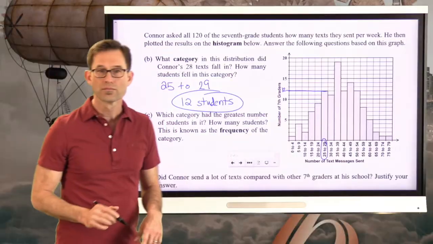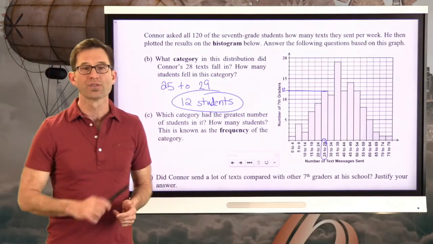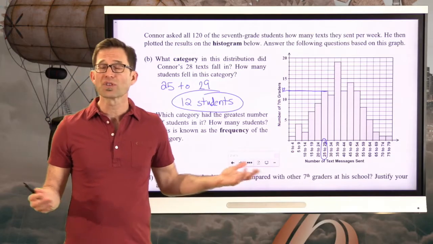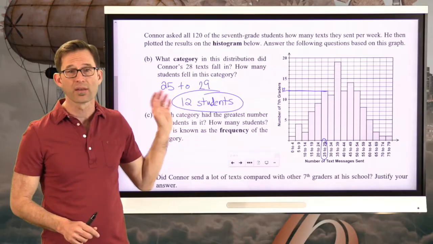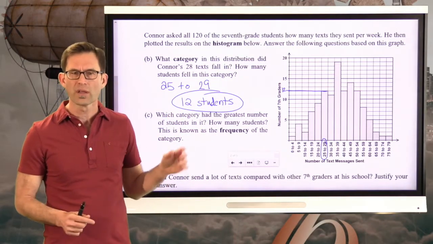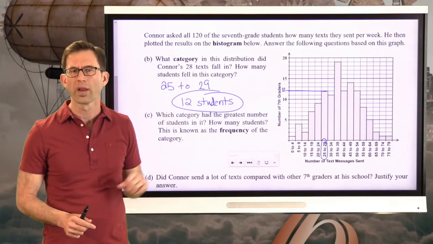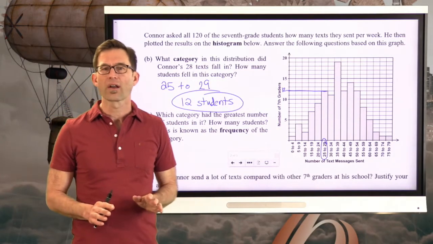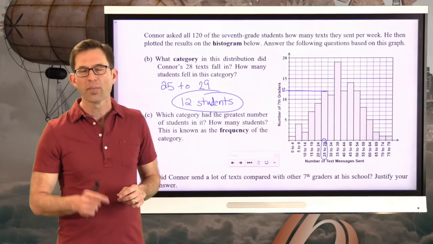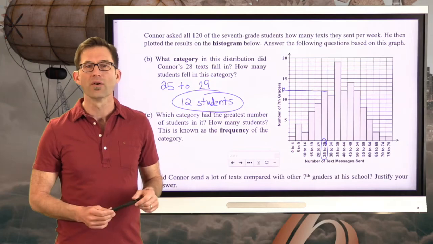12 students. All right, letter C. Which category had the greatest number of students in it? How many students? This is known as the frequency of the category. So which category was the most common? We know that 12 students sent roughly the same amount of texts that Connor did. We don't know for certain, but 12 students sent 25 to 29 texts. Which of the categories had the largest number of students in it, and how many students were in that category? Pause the video now.